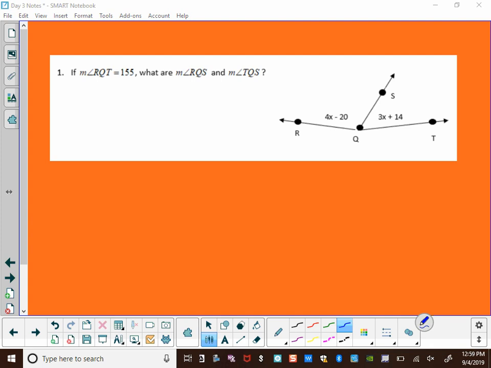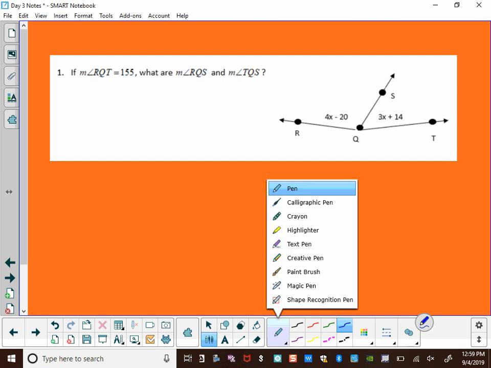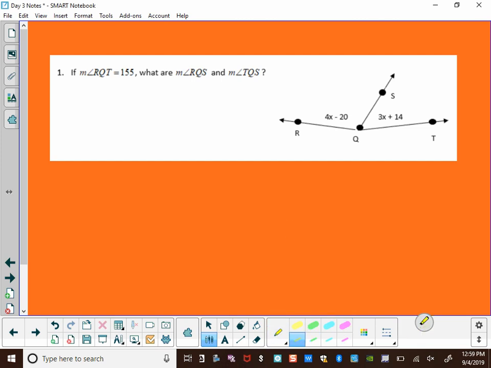Okay, so let's turn to number 1, the last page of your notes. They said that the measure of RQT, so whenever you guys see that there's a measure there, I want you to either highlight it, or use your pencil, just so you can see exactly what angle they're talking about. If the measure of RQT is 155 degrees, they want to know what is this first angle and what is the second angle.